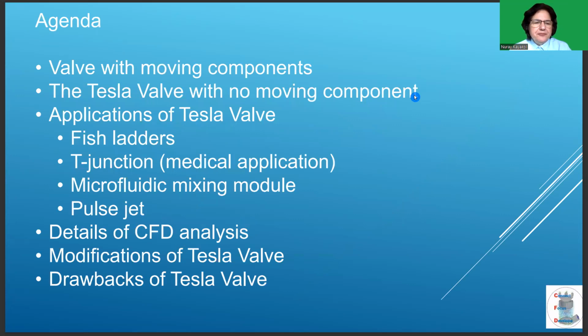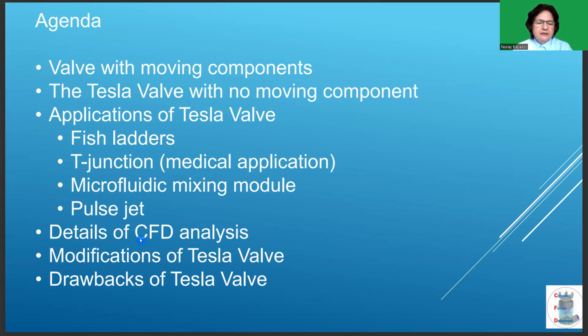Here is the agenda. Tesla valve is known as a valve without moving components. First, I will explain the Tesla valve and how it works with non-moving components, and then applications of Tesla valves. These are fish ladders, T-junction, microfluidic mixing model, and pulse jet. The first three sections will give you information about the physical geometry of the Tesla valve.